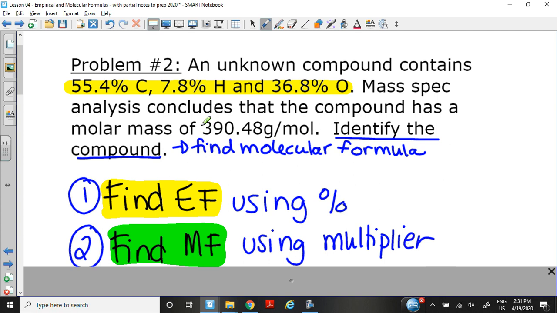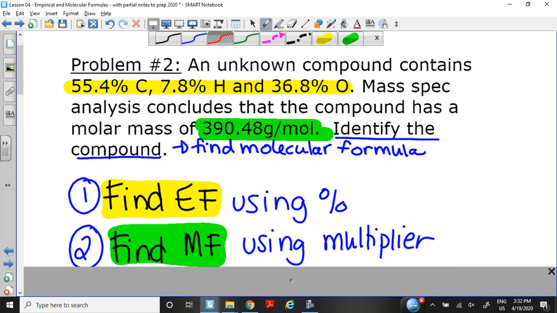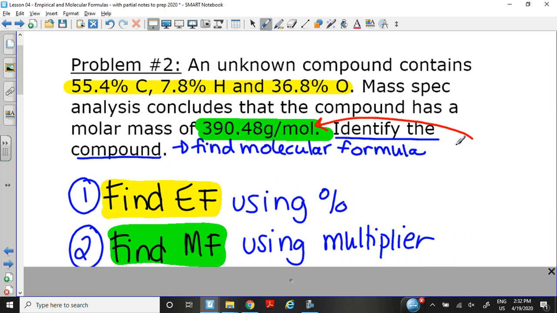So, to do that, they are giving you the molar mass here of the molecular compound. So this one here is molar mass of the molecular formula. So what I'd like you to do to see if you understand this concept, pause the video and see if you can solve this problem on your own, and I'll walk through the answers next. So first part, find empirical formula using those 3 percentages. Ignore part 2 at first, just find the empirical formula, and then once you have the empirical formula, see if you can find the molecular formula. So pause it and see what you can do.